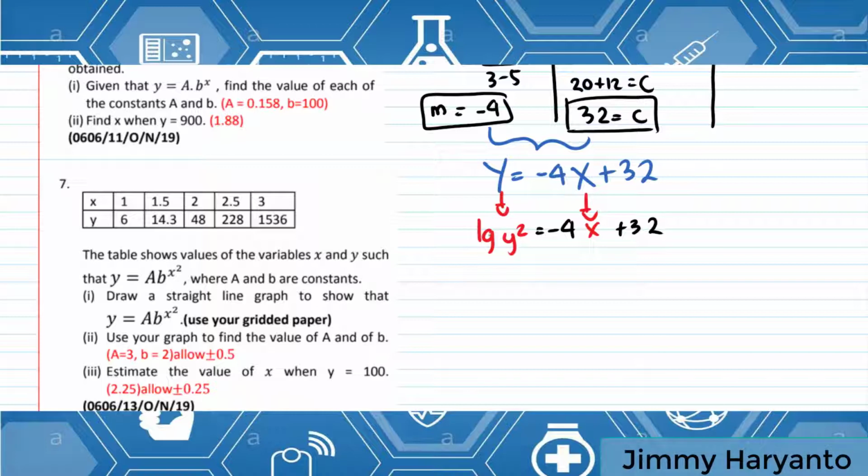Maybe I can move this LG to the right side. So the left side will be y square. LG move to the right side, it will be 10 to the power of -4x plus 32. Yeah, 10 to the power of this all, -4x plus 32. This one is still y square. The question wants us to find the y, not y square.